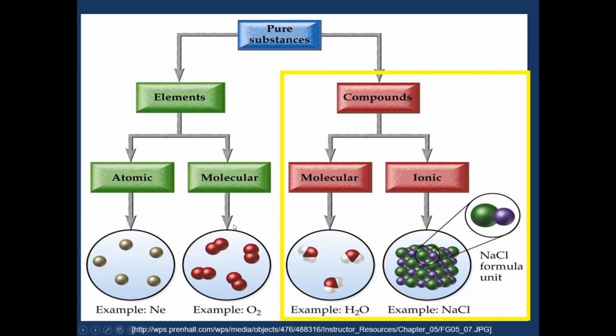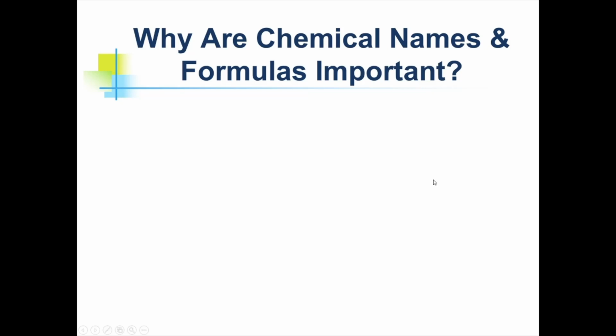So just continuing on, once again, we're focusing only on compounds. Specifically in this section of notes, we're going to take a look at ionic compounds. What we want to address first is why are chemical names and formulas very important in chemistry?